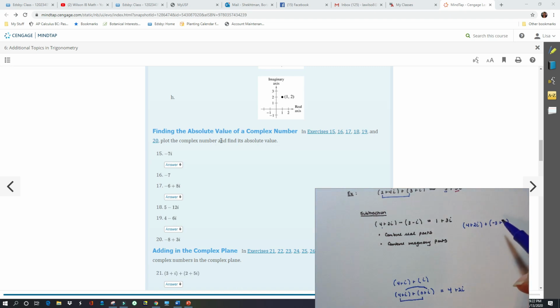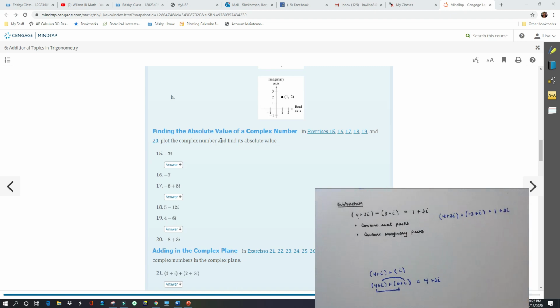Alright, so now what I have is 4 plus a negative 3, which is 1, and 2i plus i is 3i. So I'm going to get the same answer. I'm still combining the real parts and the imaginary parts, but some kids don't like that sign there, so put a plus there and just change the signs of what's inside.